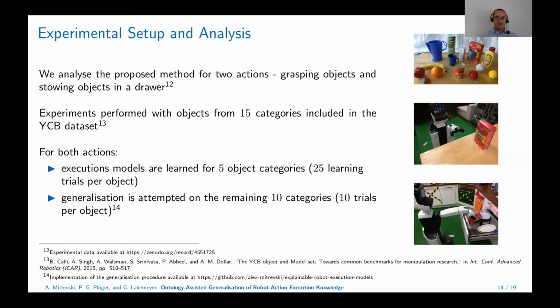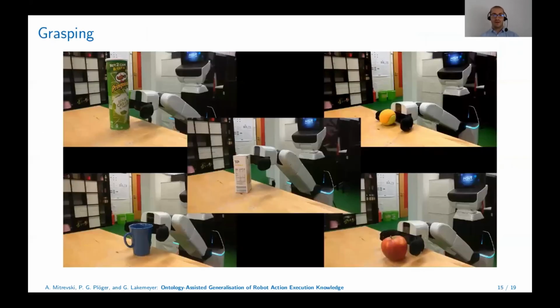The objective of the experiment was to experimentally verify that the learned models can indeed be generalized to objects that have not been manipulated before, but also to see how the temporal nature of the suitabilities leads to adaptive generalization behavior by the robot. Our experimental data and an implementation of the generalization procedure are available via the provided links.